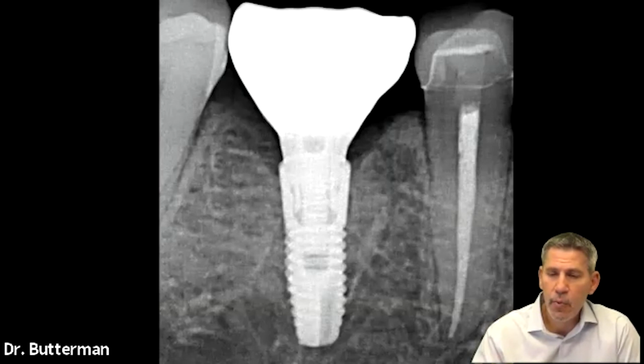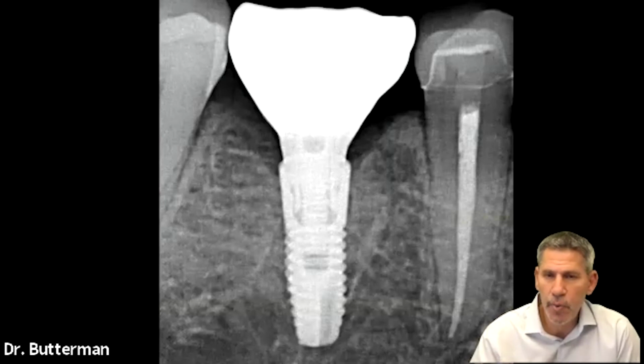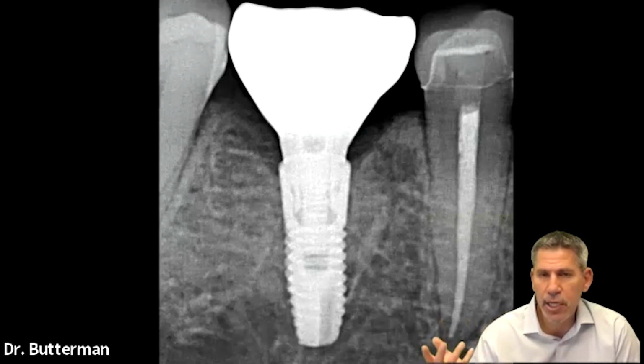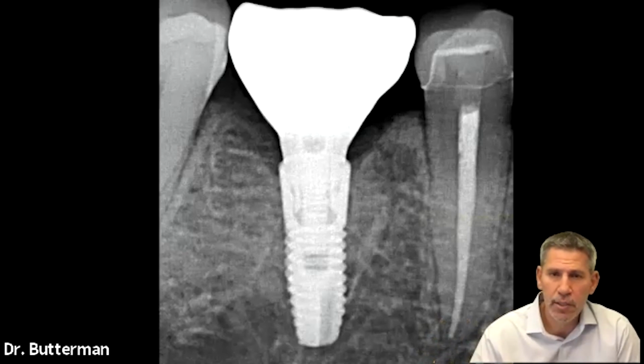Cost-wise of this, well, the guide that I used, that I milled, cost $55 for the block. So why not do guided surgery? It's $55. My restoration for the Atlantis custom abutment and my crown was about $250. So for guided surgery, I'm all in with the guide and the restoration for $300. So why wouldn't I do it every time?